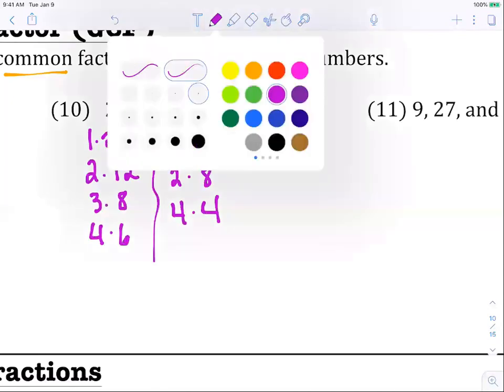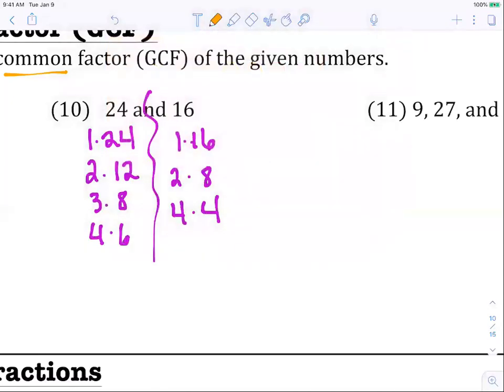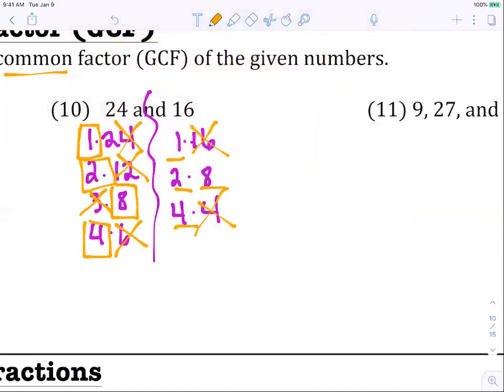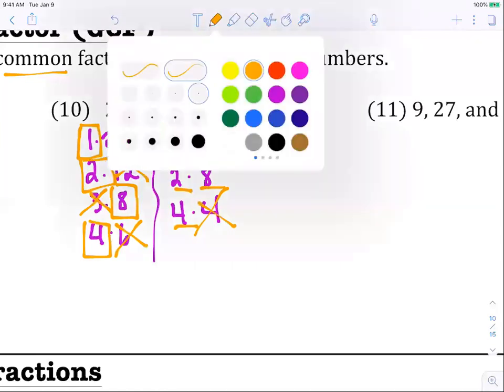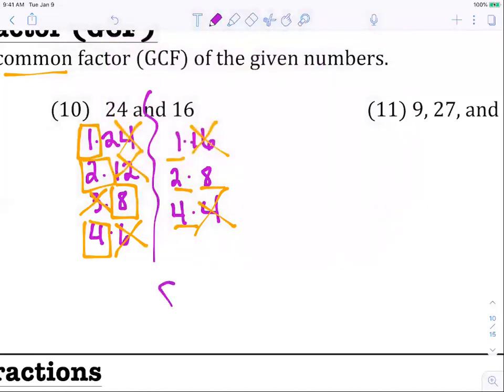And now I'm going to go through and find all of the numbers that they have in common. And it might be a lot. For example, they both have a 1. They both have a 2. They both have a 4. They both don't have a 3, don't have a 6. They both have an 8. They both don't have a 12, and they don't have a 24. So what that means for us is that I have 4 factors in common. I have 1, 2, 4, and 8. And for the greatest common factor, we want to choose the largest, which is 8.